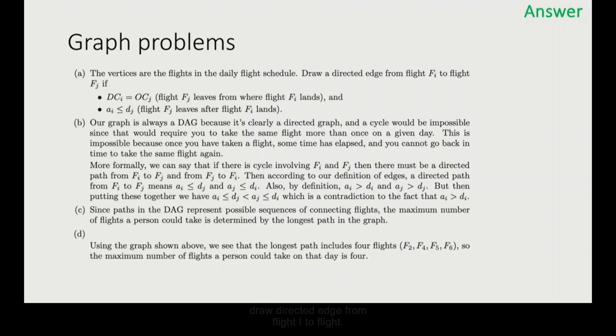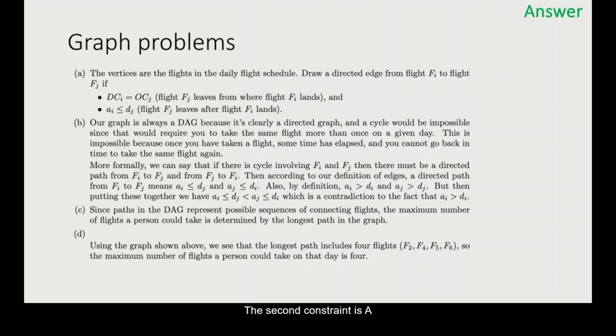We will draw a directed edge from flight Fi to flight Fj following the given constraints. The destination of Fi should be equal to the origin of Fj, which means that flight Fj leaves from where flight Fi lands. This is a common logic for connected flights. Where the first flight lands, the second flight should take off from that destination only.